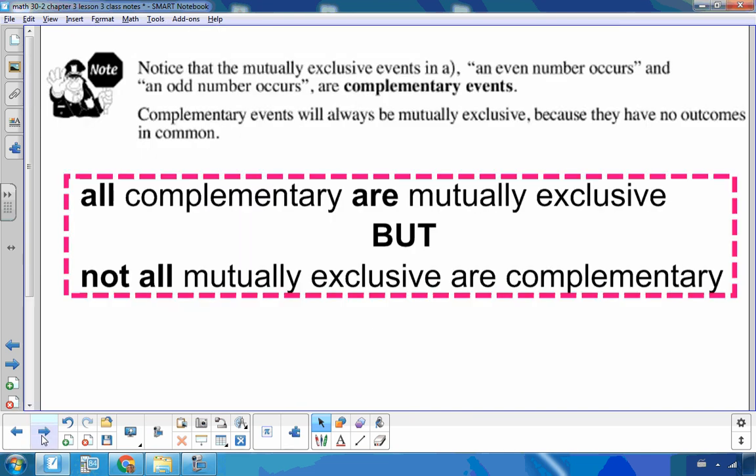Let's go back to that idea of complementary events because this is an important observation. All complementary events are mutually exclusive. That is always true. However, the reverse is not always true. Not all mutually exclusive events are complementary.